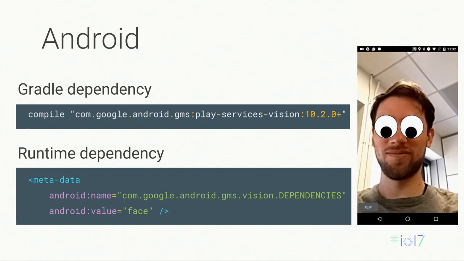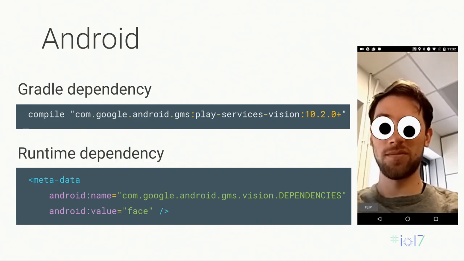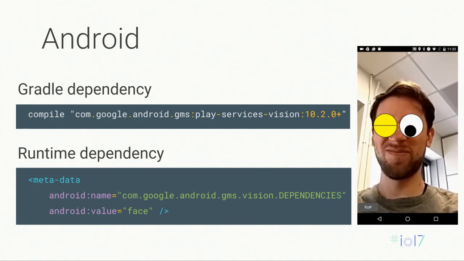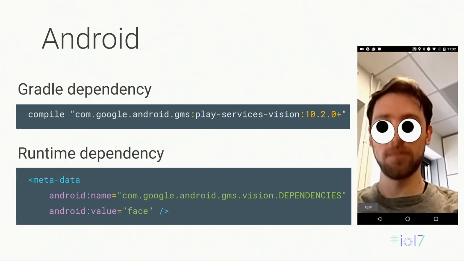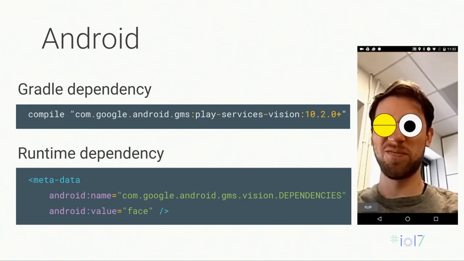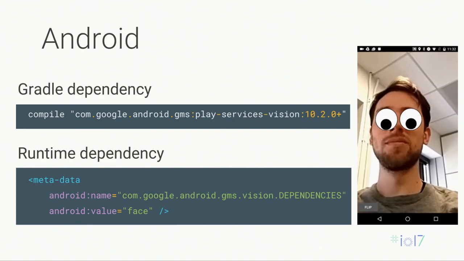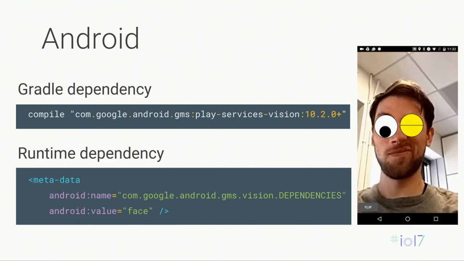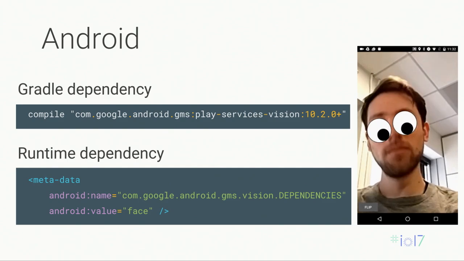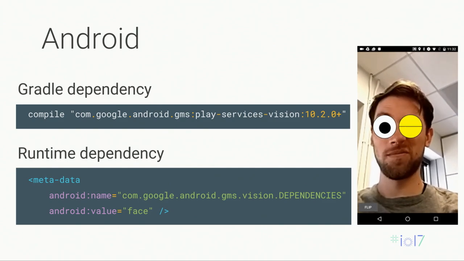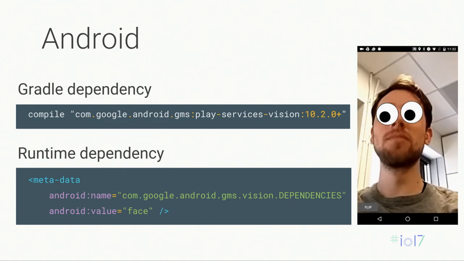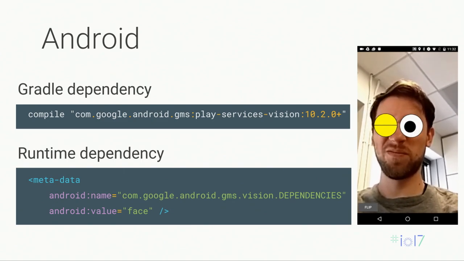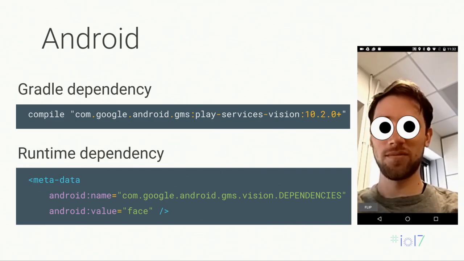Face API also supports some facial activity classification. It could detect if the person's eye is open or not, as you can see from that video. It also could detect if the person is smiling or not. In order to use Face API, the same Gradle dependency as Barcode is used. And for the runtime dependency in your Android manifest.xml, you want to specify that you are using Face API so that our API could download the necessary file for you.